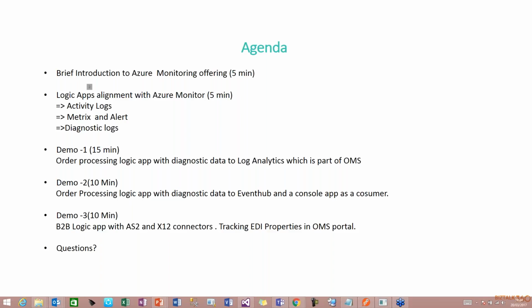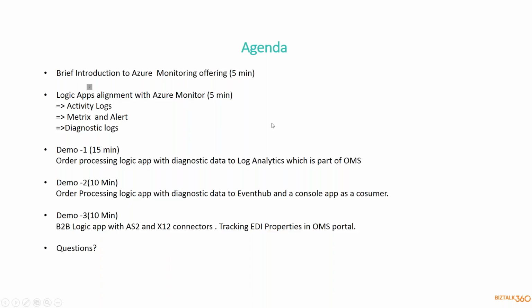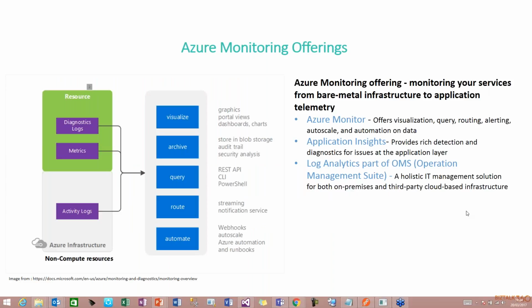So let's quickly move to the introduction to monitoring offerings in the Azure platform. The Azure platform has various monitoring offerings in it. It has to monitor various data, from the bare metal infrastructure to the application telemetry, which is what a cloud service should provide. So that's what Azure is doing, with its 3 different offerings.